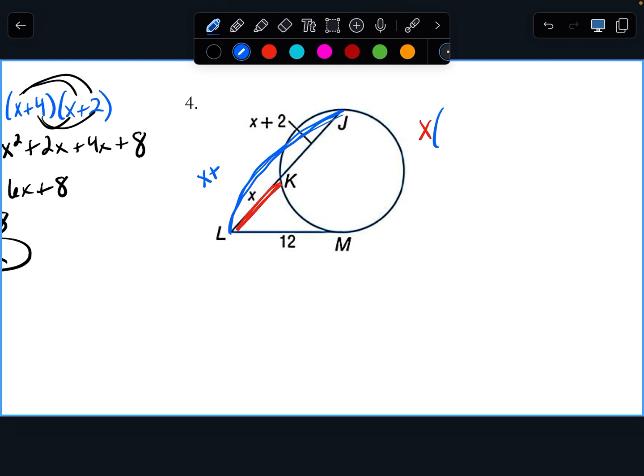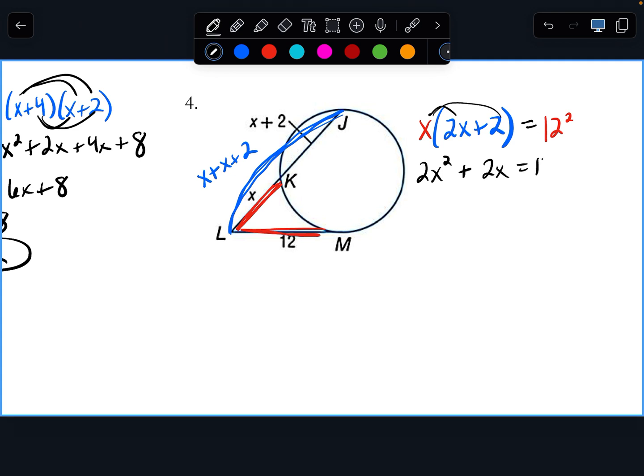Plus the x plus 2. Do you know what I'm saying? So it's scary, you know what I mean? But that's how you get that whole thing. So you're going to take the red x plus this x plus 2. So it's 2 x's, right? So it would be 2x plus 2 for the whole thing, right? And then this equals 12 times 12. So I'll just write 12 squared because that's easier for me to do. And then this is where you might be like, oh no, 2x squared plus 2x equals 144.